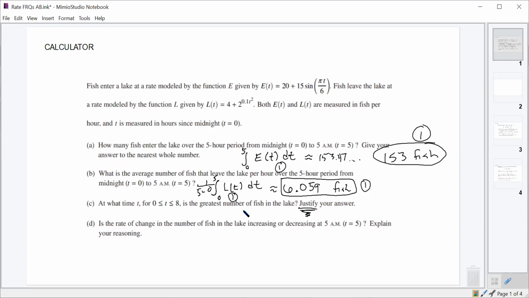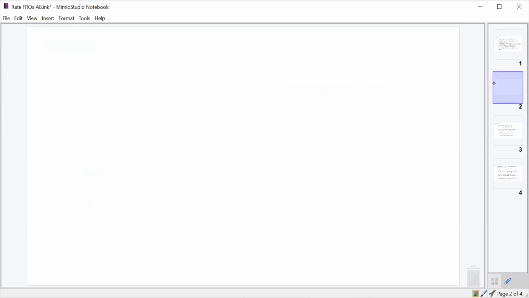The greatest number of fish in the lake would occur potentially at an endpoint, right, at 0 or at 8, or it would occur when the derivative of a function that represents the number of fish in the lake is equal to 0 or undefined. So let's write a function. We'll call it f of t, the number of fish in the lake. We don't need to write something explicitly for it yet. We might in a little bit.